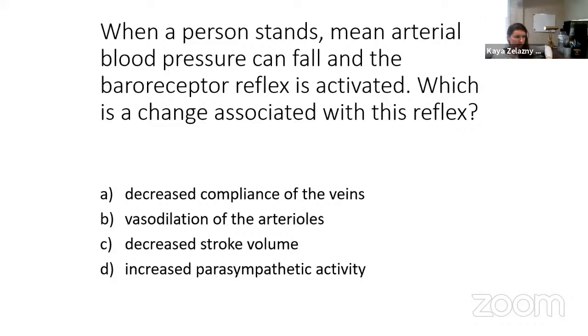Okay, so take another couple seconds. If you don't know the answer, I'll talk about it.